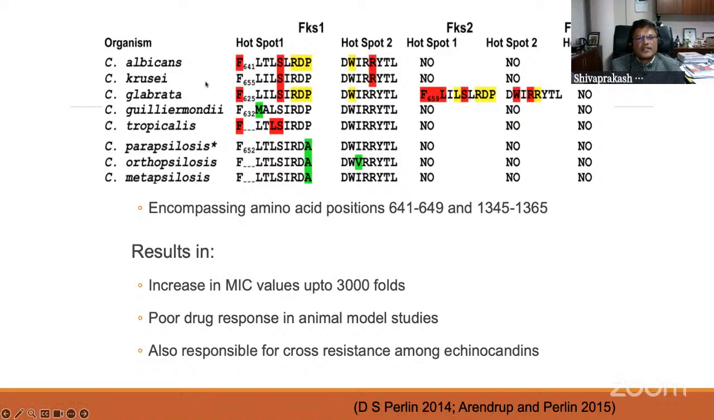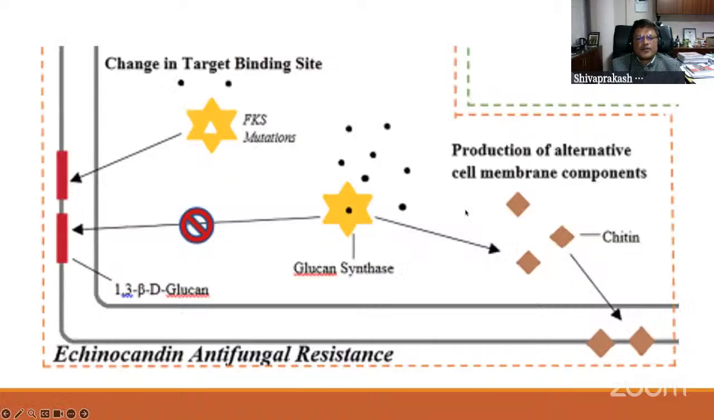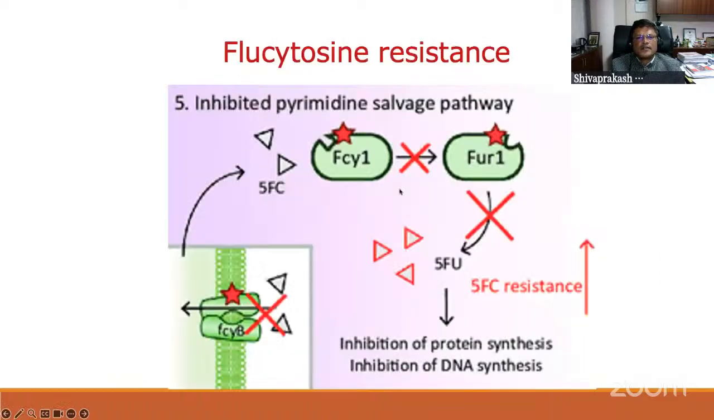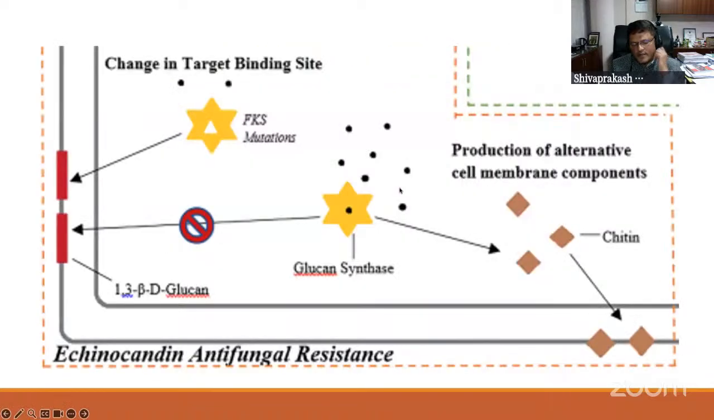FKS2 mutation we see mainly in the case of Candida glabrata. Otherwise, all other cases you can see mainly in FKS1. Even in the case of Candida auris, we have shown that the recent mutation is in FKS1. Invariably, this FKS1 mutation will be there.